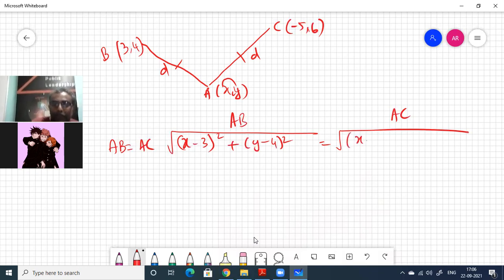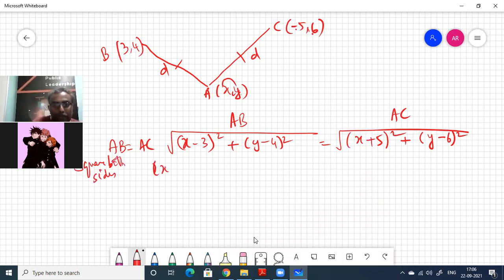(x plus 5) the whole squared. See, this is minus 5, and minus 5 into minus 5 will become plus 5. Plus (y minus 6) the whole squared. So now you have the values. Now remove the square root: square both sides.